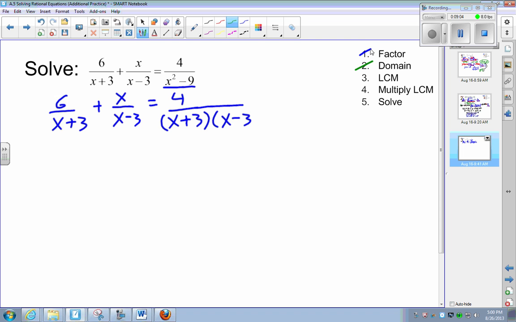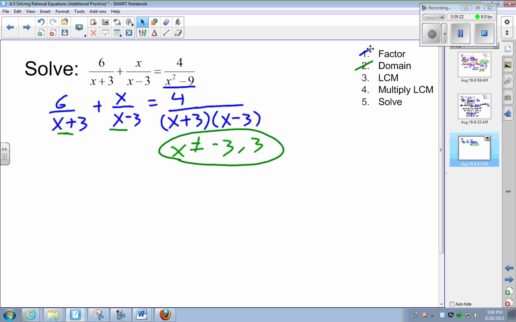All right. Now go to our domain, and here we can see that x cannot equal -3 or 3. And the same goes for these guys over here. And so this will be our final domain. And then we move on to our least common multiple within our denominators. And so it's easy to see that x plus 3 is a multiple of this guy, and x minus 3 is a multiple of this guy. So here is our least common multiple. All right, so we've got that.